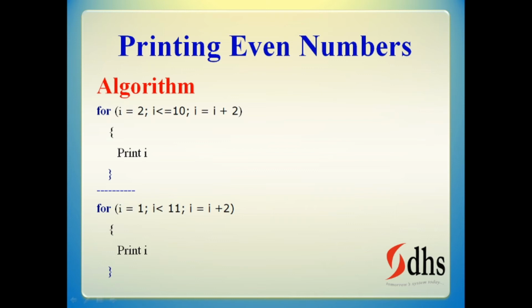Even number, I want to print the even number. What do I have to do? Nothing, you have to initialize the variable i equal to 2 and give an increment each time in the loop updation: i equal to i plus 2.